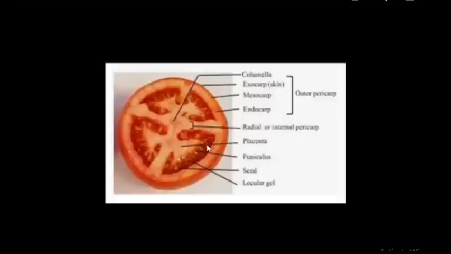So we have a transverse cut of a tomato here. This is a transverse cut of a tomato. So we have it well labeled. We'll be able to identify all of the parts of the diagram when it is shown.